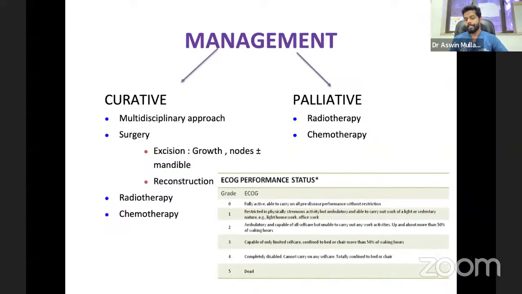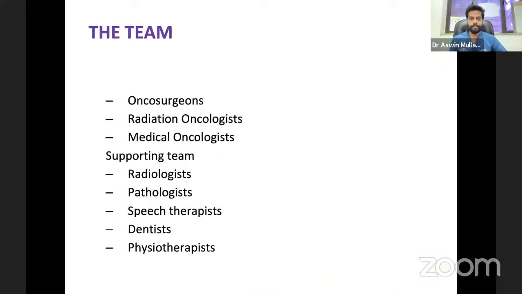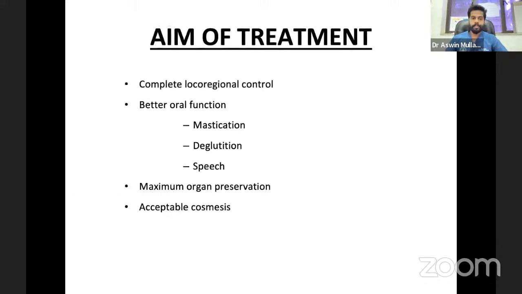In palliative radiotherapy and palliative chemotherapy, we will try to make the disease stable. We will not be curing the disease, while we'll be giving certain drugs or agents or radiation in order to make the disease stable. So the team comprises oncosurgeons, radiation oncologists, medical oncologists, then the supporting team for diagnosis and investigation, radiologists, pathologists, then rehabilitation, which is a major important point, involving speech therapists, dentists, physiotherapists.